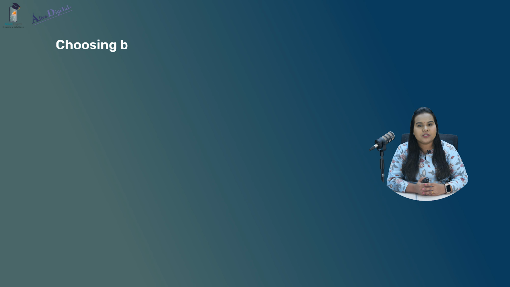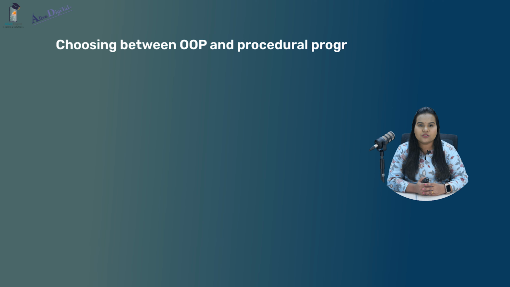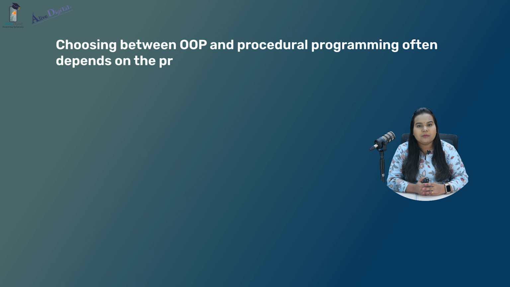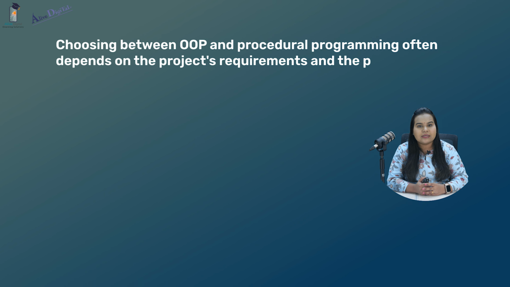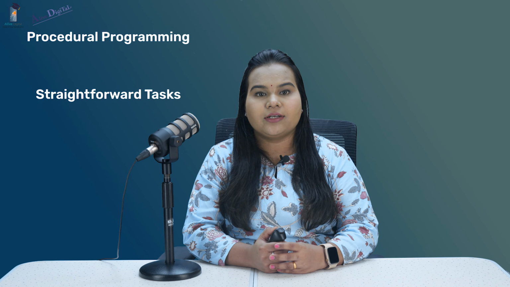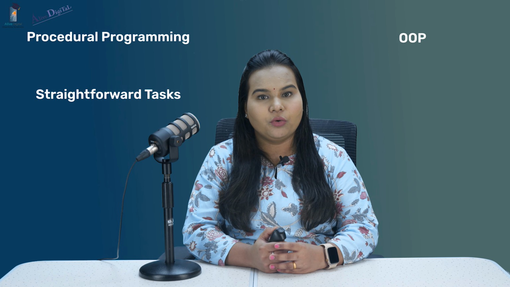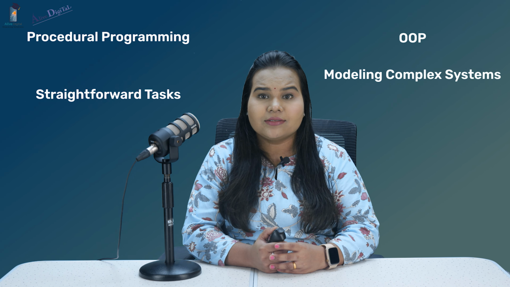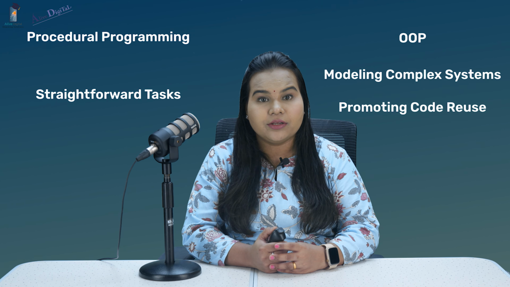Choosing between object-oriented programming and procedural programming often depends on the project's requirements and the programmer's preferences. Procedural programming is ideal for straightforward tasks, while object-oriented programming excels in modeling complex systems and promoting code reuse.